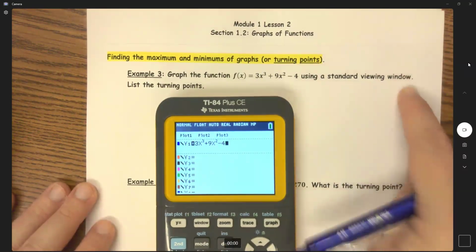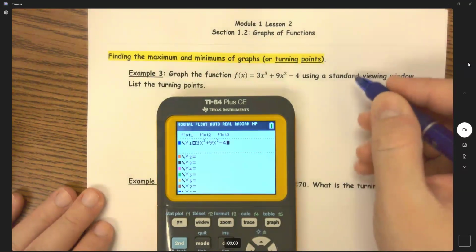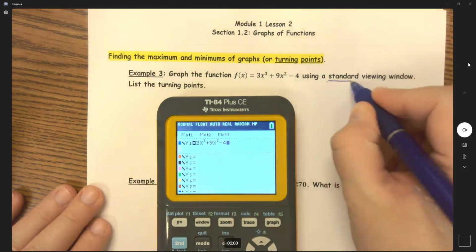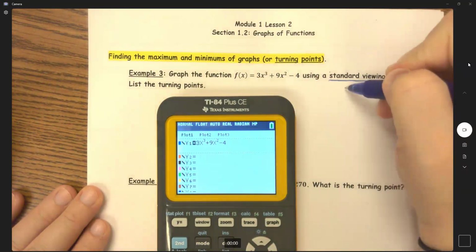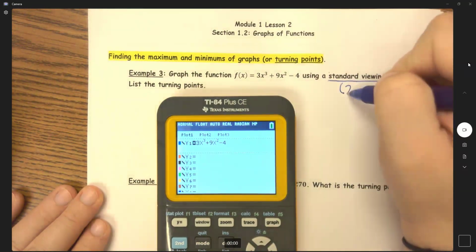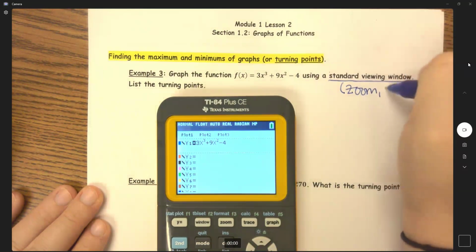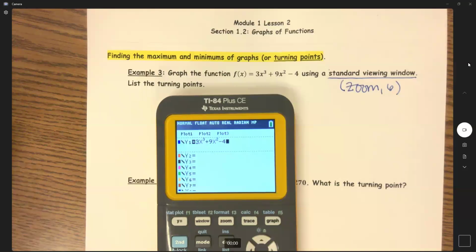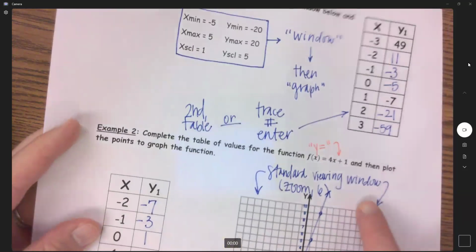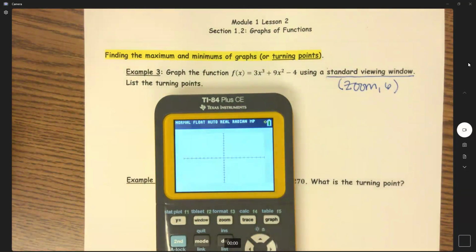Now, it says standard viewing window. In general, standard viewing window means that we need to hit zoom 6. But I know from the last thing I did that I used a standard viewing window in example 2. So I'm just going to hit graph because I know it's already in standard viewing window.